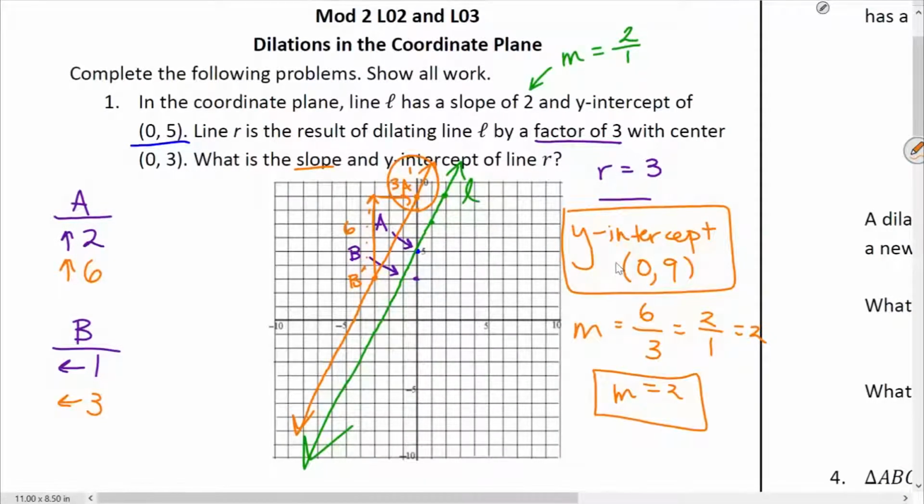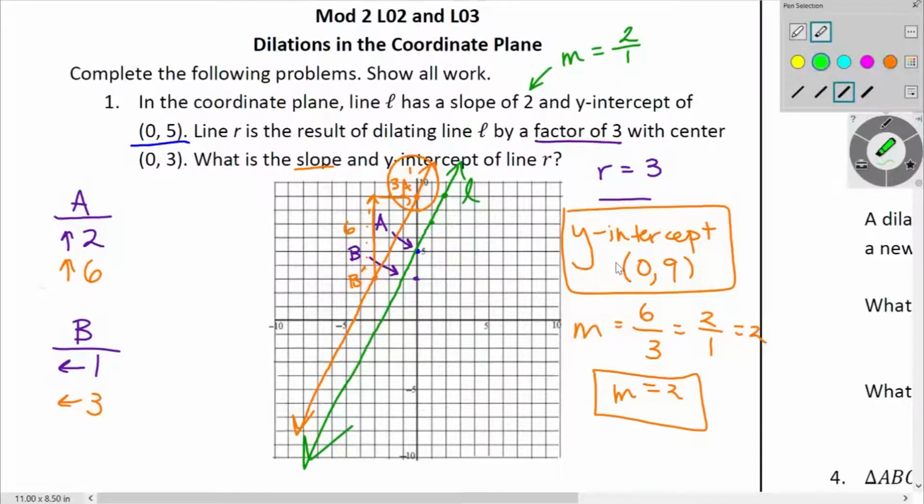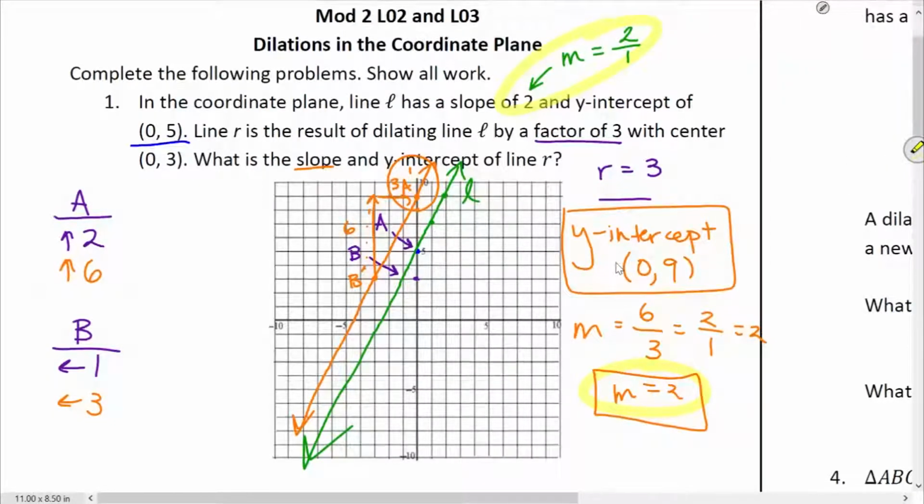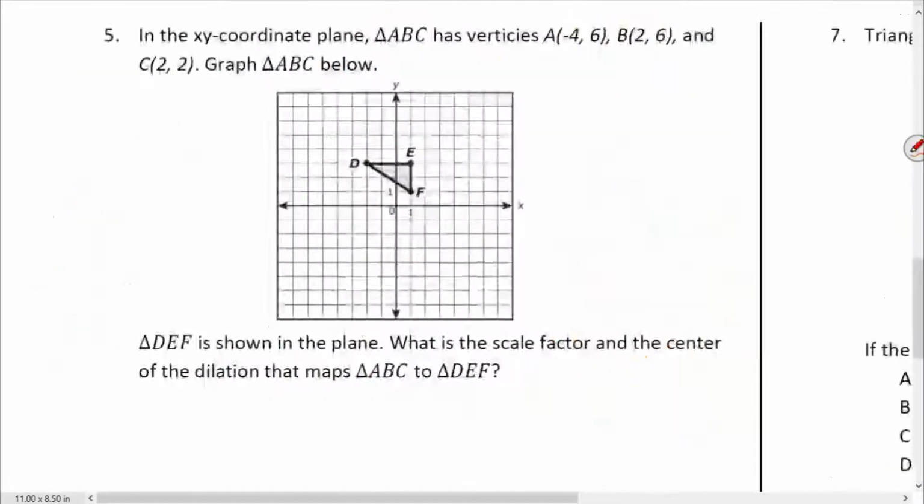Okay, let me point out, because it's right here, that notice that our slope didn't change. And that connects perfectly with the idea we saw in day 1 that we will get parallel lines. Okay, if the lines are parallel, the slopes are the same, but because it's dilated, we get a different y-intercept.